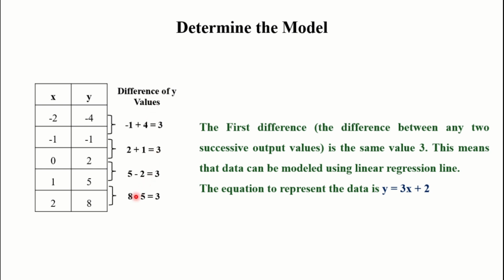You can see 8 minus 5 is 3. 5 minus 2 is 3. 2 minus 1, meaning 2 plus 1, is 3. Minus 1 minus 4 is also 3. Here the first difference, the difference between any two successive output values, is the same value, that is 3. This means the data can be modeled using a linear regression line. The equation to represent the data is y equals 3x plus 2. Here we can use the linear equation because the difference between the successive output values is the same.